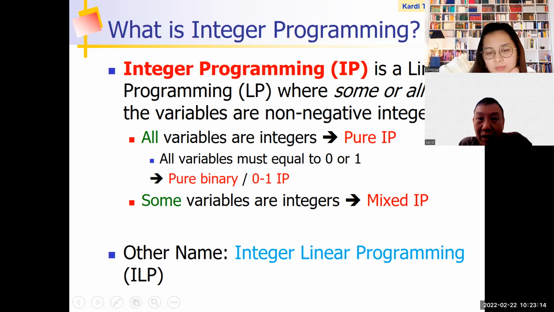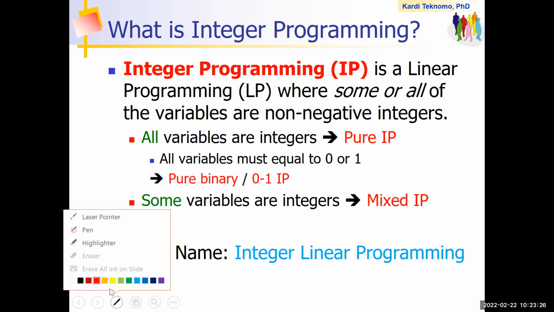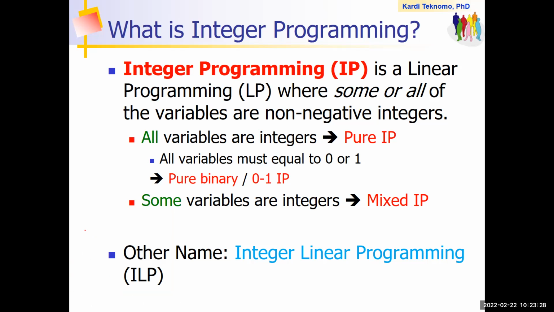Now, what is integer programming? So IP or integer programming is basically linear programming where some or all of the variables are non-negative integers. What is important here is the word some or all. If all variables are integer, this is called pure integer programming.